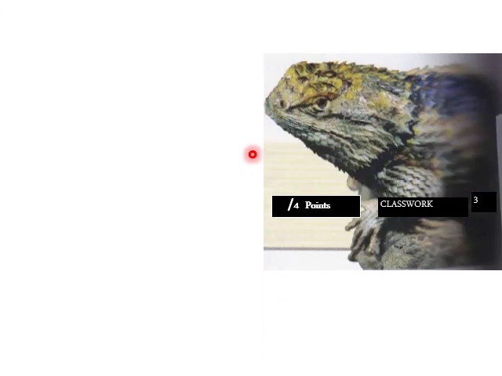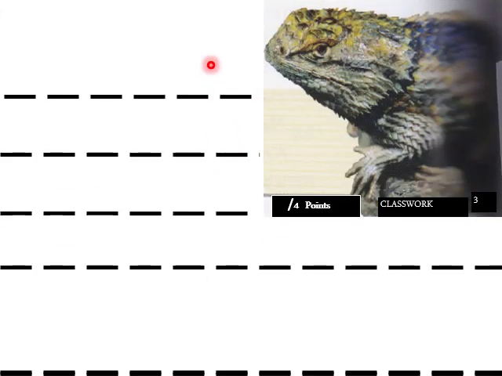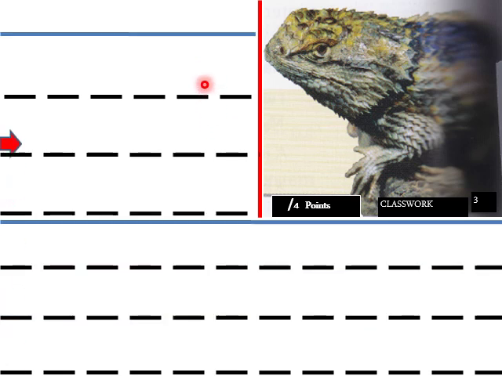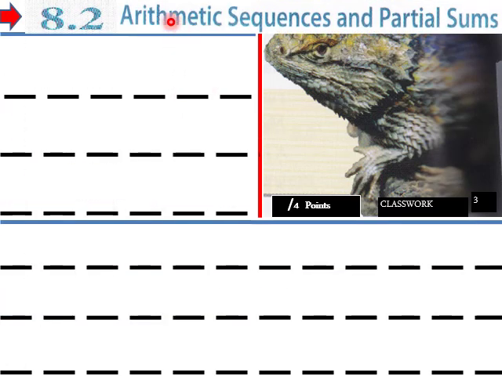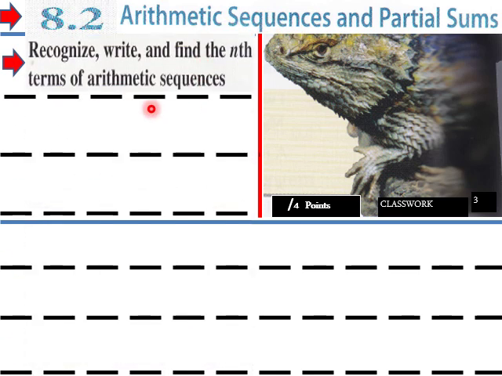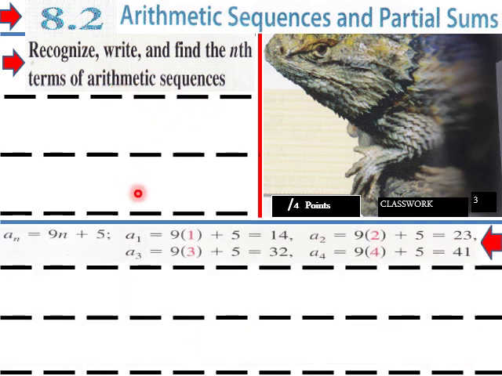Okay, moving on now into our next section of Chapter 8, section 8.2, arithmetic sequences and partial sums. Recognize, write, and find the nth term of an arithmetic sequence. An example of that would be here. a sub n would be, for example, 9n plus 5. And then we put in our different terms and we come out with different values for these sequences.